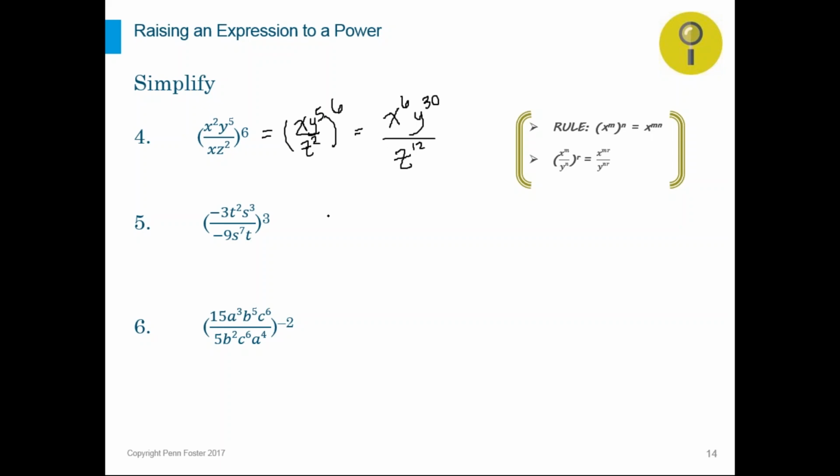Okay, let's do 5. We have negative numbers, we have powers outside and inside. What should we do? First, I'm going to simplify my fraction. Keep the third power outside.